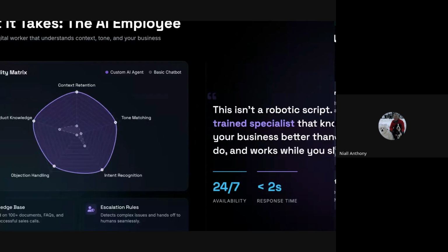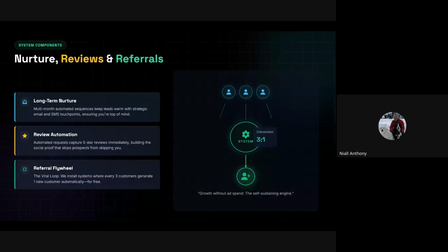Then you've got the nurture, reviews, and referral automations. I show them the extent of the nurture sequences and how it keeps a customer warm for months with all of the steps and all of the emails. And I'm not taking them through it one by one. I'm not showing them here's step one, here's step two. No. I'm just giving them a brief overview because if I go any deeper, it's going to cause the overwhelm.